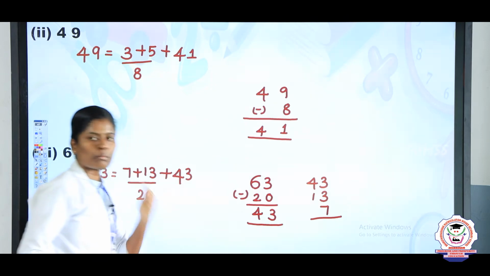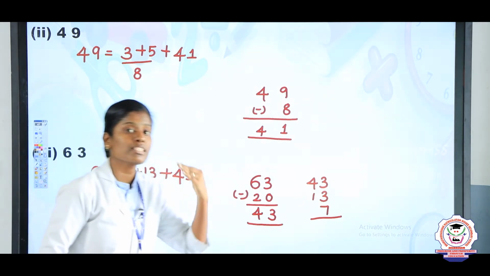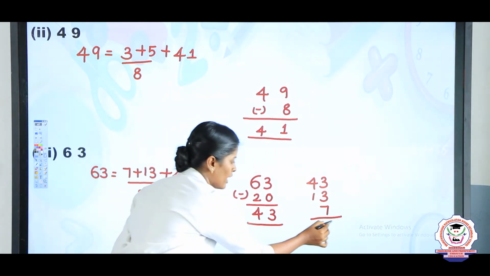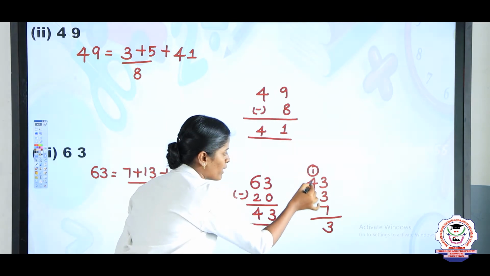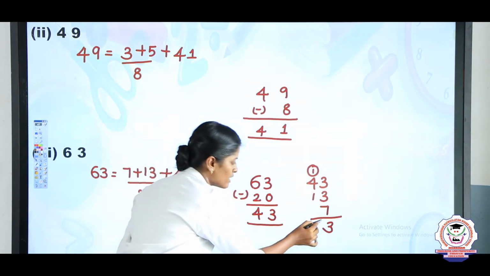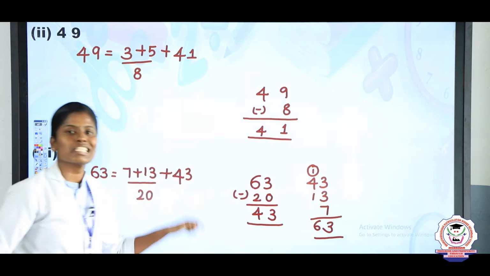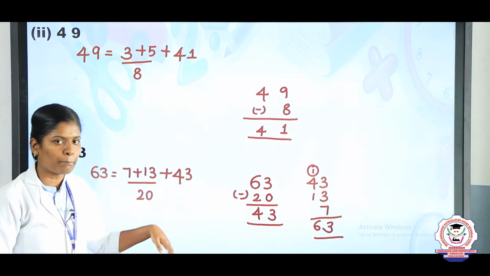Take 7 in the mind, 3 on the fingers. 10 plus 3, the answer is 13. Write 3, carry 1. 4 plus 1 is 5. 5 plus 1, the answer is 6. We got 63, that is also an odd number, right?